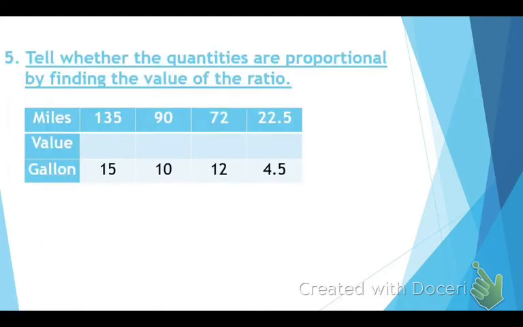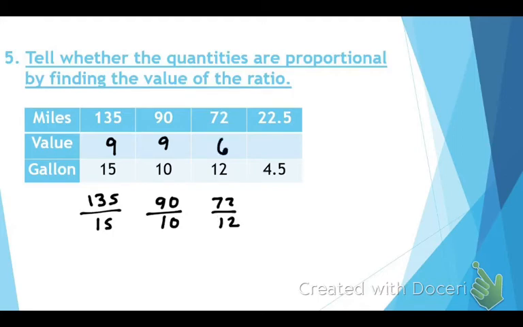Number 5 says to tell whether the quantities are proportional by finding the value of the ratio. In order to find the value, remember we take the top number and divide it by the bottom number. What do we get for that first one? 9 miles to every gallon. And the next one, top number divided by the bottom number, what do we get? 9 also. How about 72 divided by 12? 6. And finally, 22.5 divided by 4.5 is?